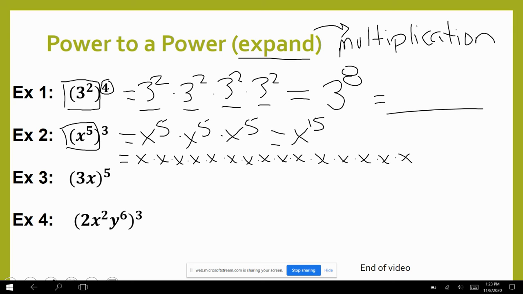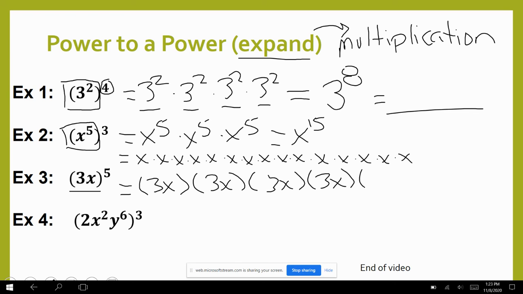Now, again, we can do this again with 3x to the 5th. If you want, go ahead and give it a try and then pause the video and check your answers. So in this case, now our base is 3x. So what we need to do is make sure we are multiplying 3x 5 times. So we have 3x times 3x times 3x times 3x times 3x. Remember, again, the parentheses are just another way to represent our multiplication. I'm not doing anything different there.